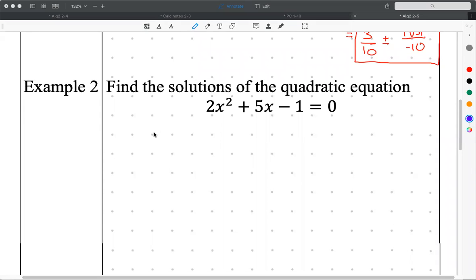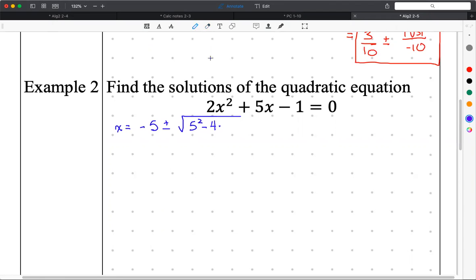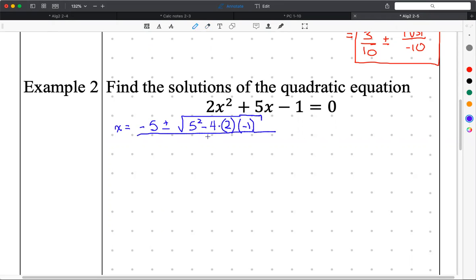Okay, so you have x is equal to -5 plus or minus the square root of 5 squared minus 4ac, so 4 times 2 times -1, then in the square root, all over 2 times a, which is 2.